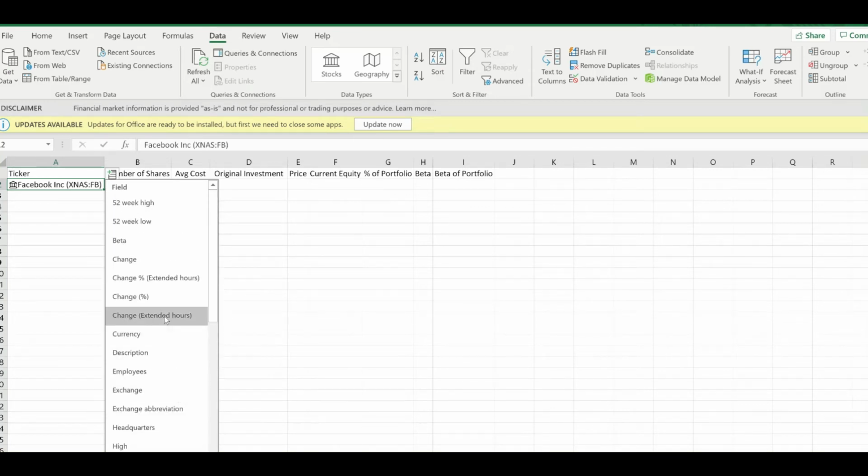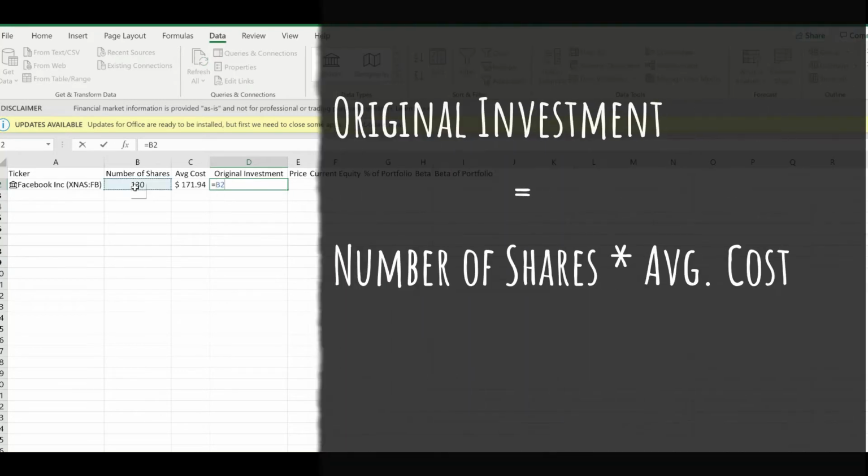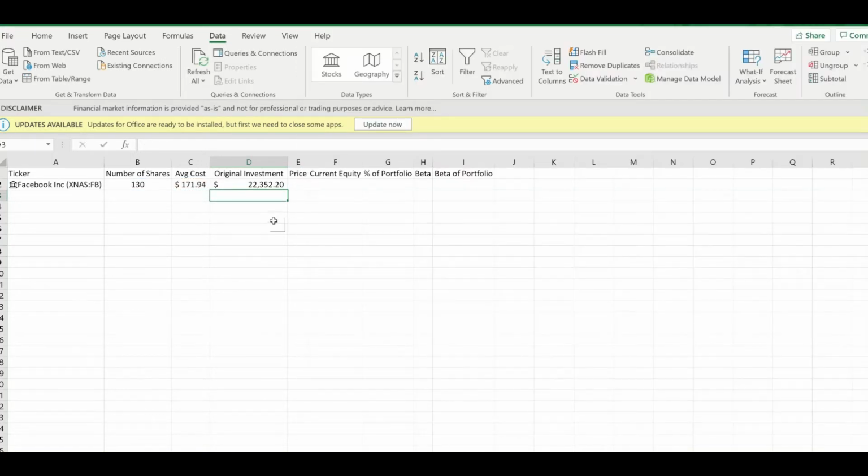So this is a very good tool for people to keep track of their portfolio. It is helpful not just in terms of finding the beta, but also if you want to keep track of your portfolio in general, you can use this functionality. But here our scope is limited to beta. So I have 130 stocks, average price of $171.94. So what is going to be the original investment? We have to multiply the number of stocks with the average cost, and we have my original investment.